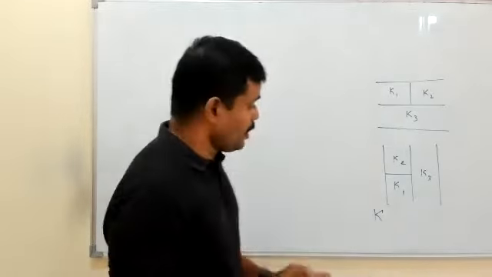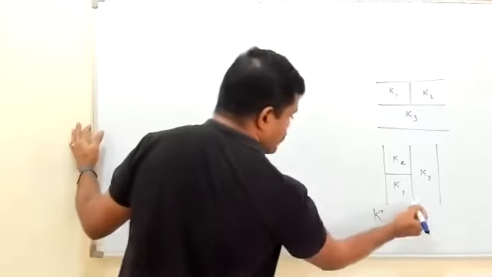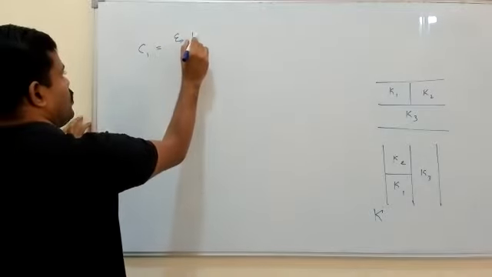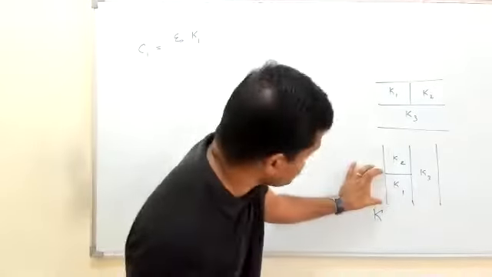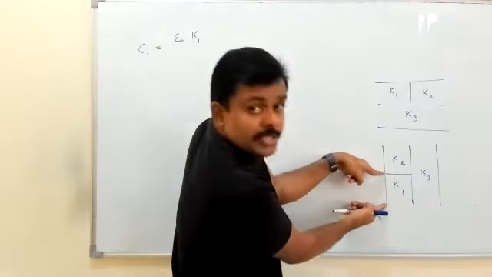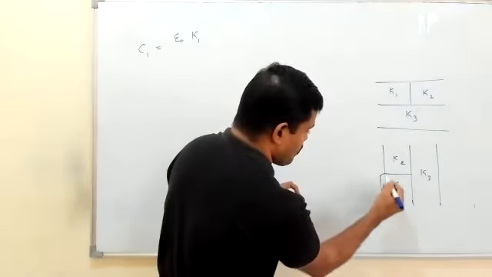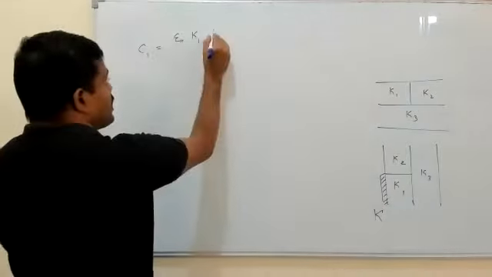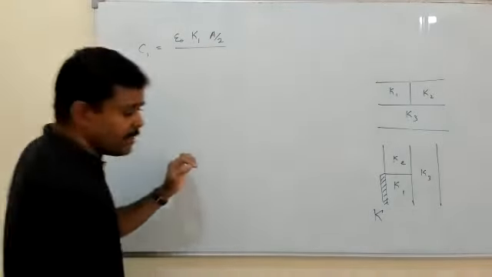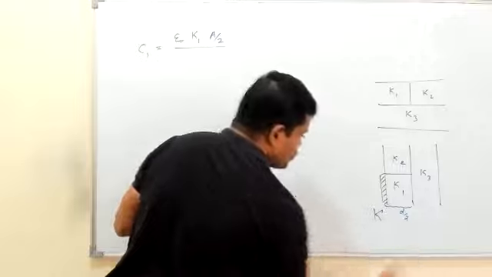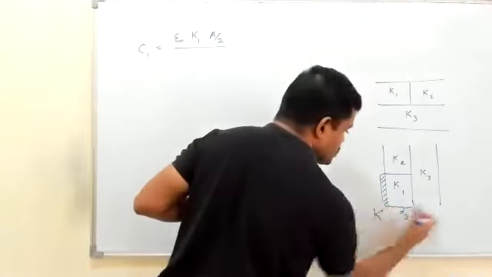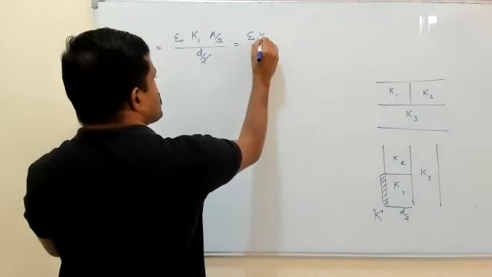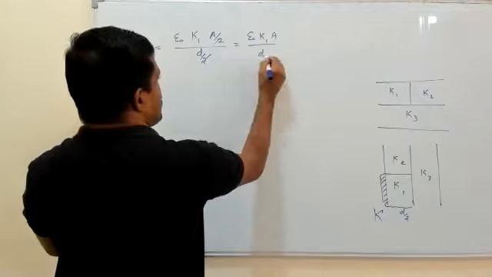Just see what I'm doing now. What about K1? What is the capacitance for K1? I'm writing it as C1, epsilon 0 K1. What is the area for this one? It gets only half the plate, so the area is A by 2. What about the distance? The total spacing is D, half the spacing will be D by 2. So 2 and 2 are cut. You get epsilon 0 K1 A by D.